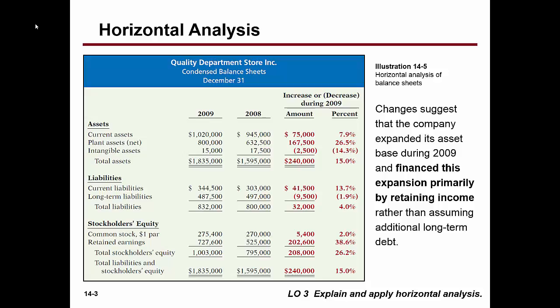Okay, 1,020,000 minus 945,000 equals 75,000. Maybe you just hit divide now. Hit divide instead of equals. And you divide that by 1,000,000. Ah, shoot. 75,000 divided by 945,000 gives you that number, okay?